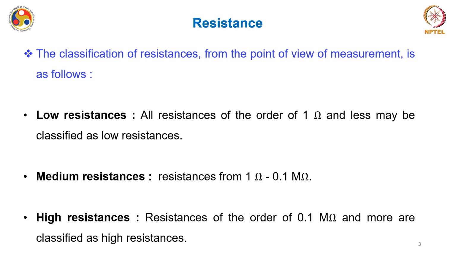Again, if something is, say, 0.11 mega ohm, you cannot say that the method I am using for medium resistance measurement cannot be extended to it. It can be extended, but if you use a high resistance methodology, the technique that we use for measuring high resistance, that will give you a more accurate result as compared to the other technique.